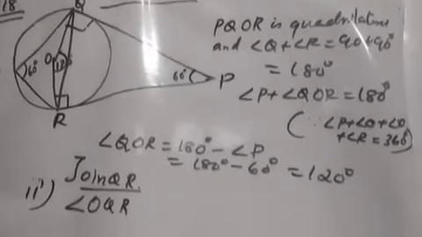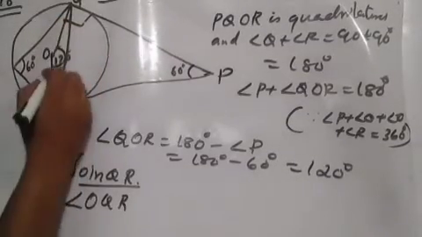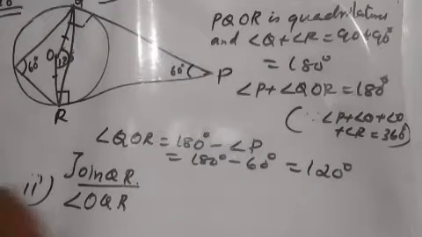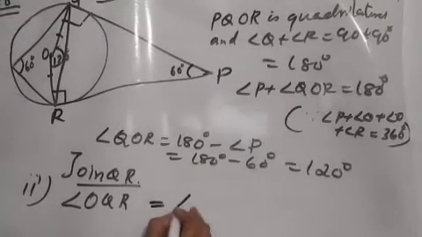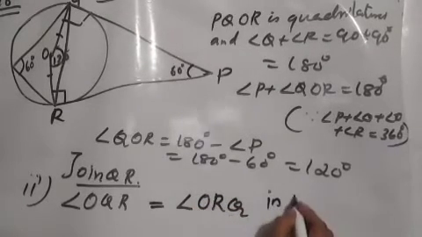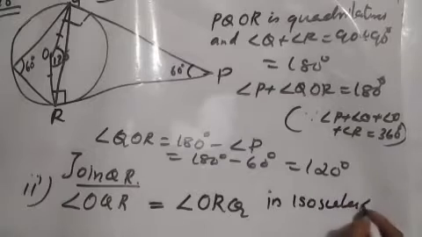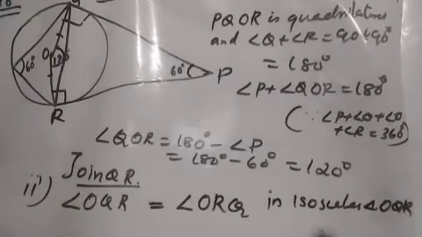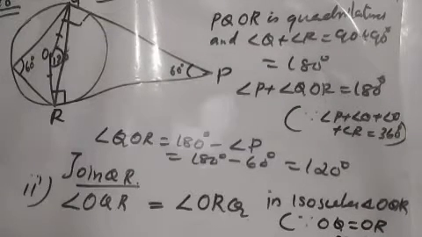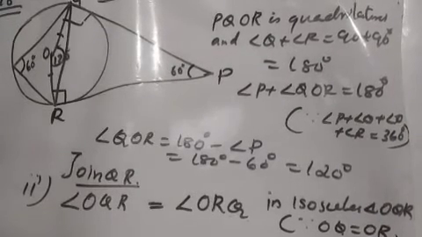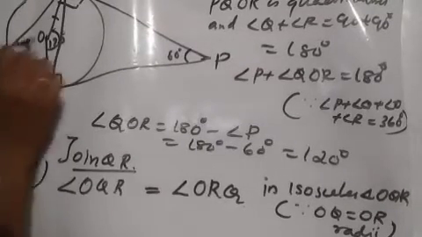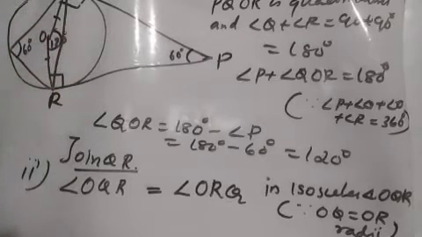Angle OQR is an angle in the isosceles triangle OQR, no? Since OR and OQ are radii of the same circle, they are equal. So angle OQR equals angle ORQ in isosceles triangle OQR. Reason? OQ equals OR, radii. Radii of the same circle are always equal, no? So these two angles must be equal. And we know angle QOR is 120 degrees.